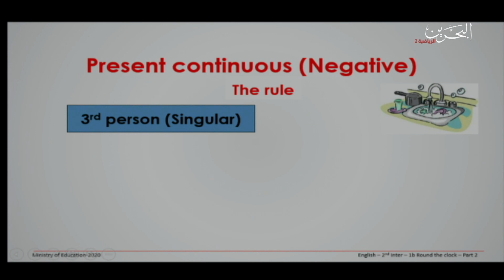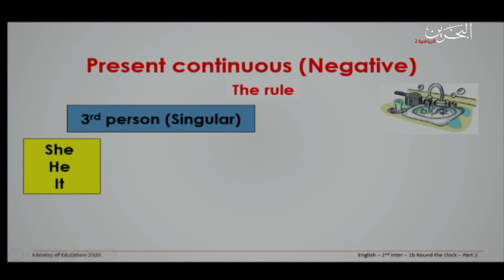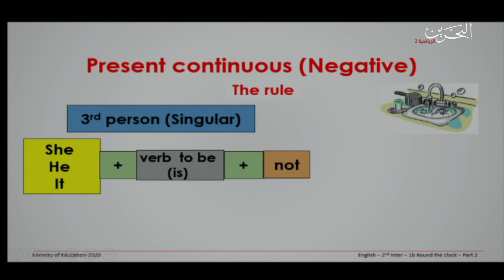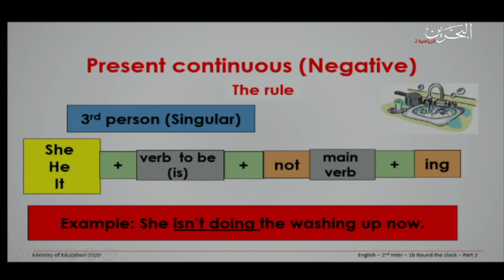How do we form the present continuous tense in negative sentences? In the case of third person singular, the pronouns she, he, it are followed by the verb to be, is, plus the negation not, and then the main verb plus ing. For example, she isn't doing the washing up now.